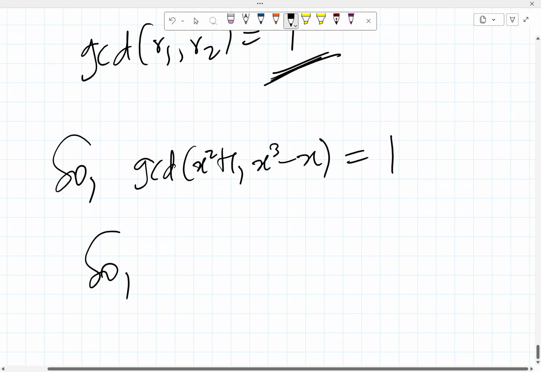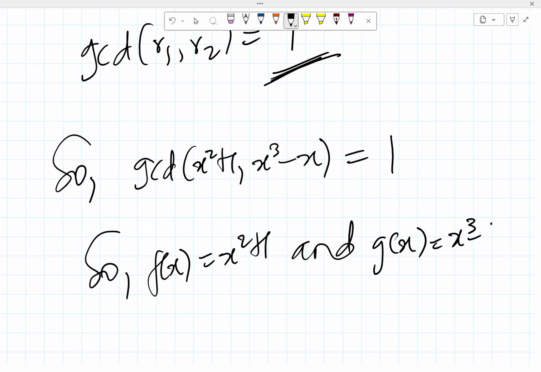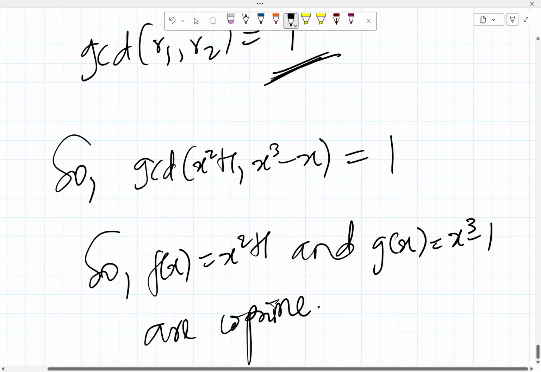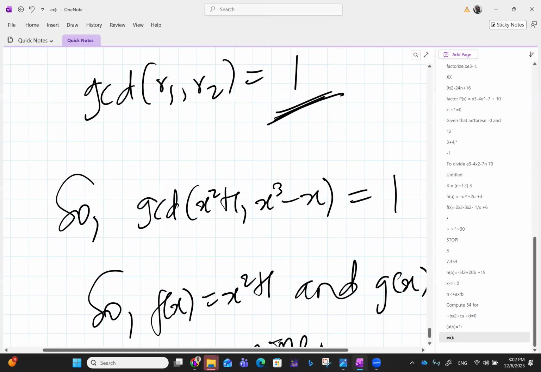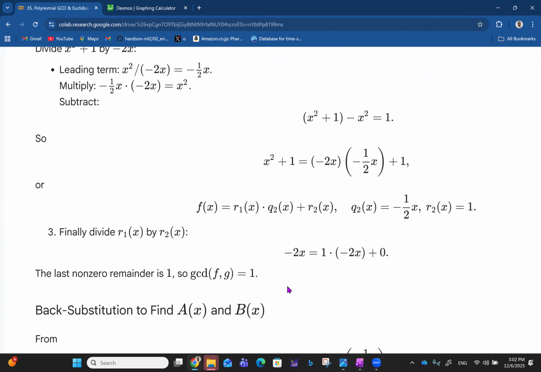So f of x equals x squared plus 1 and g of x equals x cubed minus x are co-prime because their greatest common divisor is 1. Nothing else divides them apart from 1. That's what it means for two polynomials to be co-prime. So the last non-zero remainder is 1, so GCD of f and g is equal to 1.